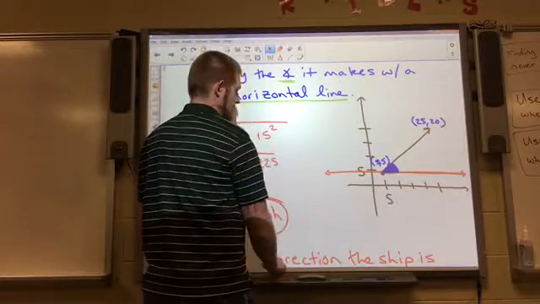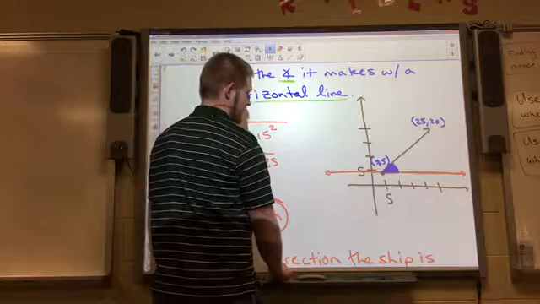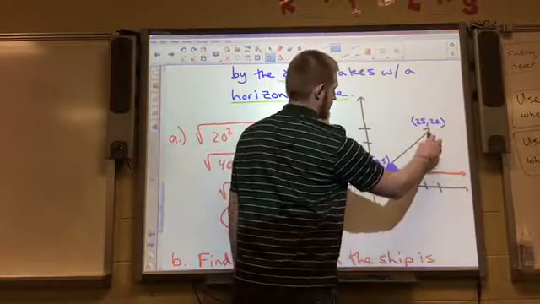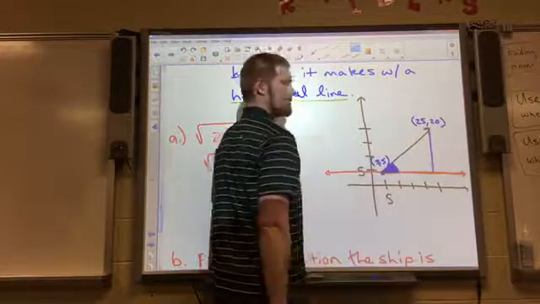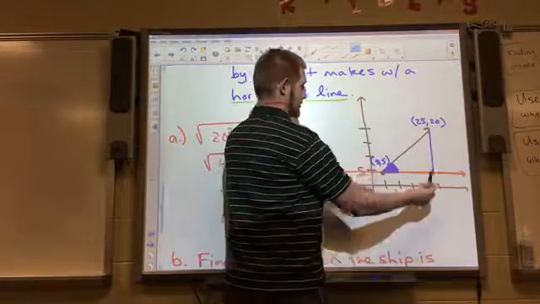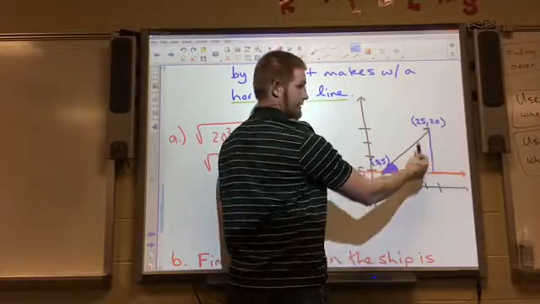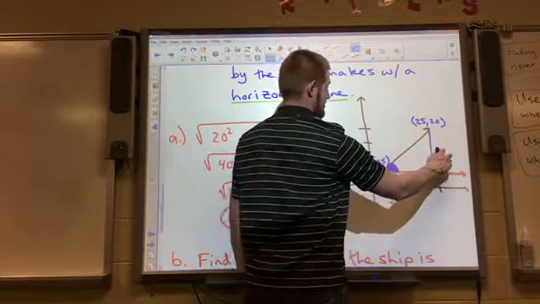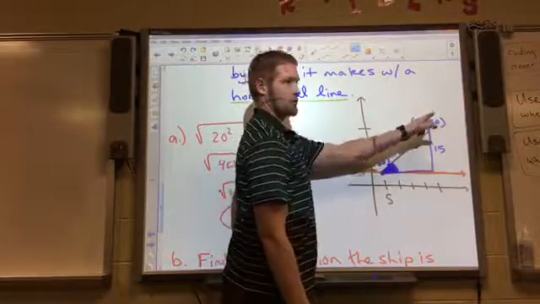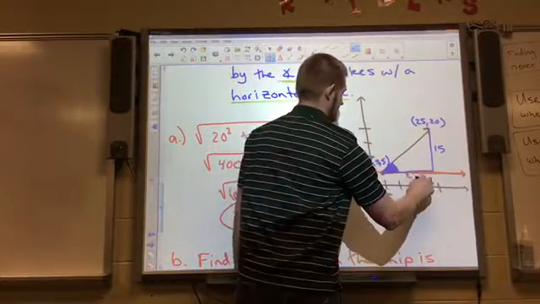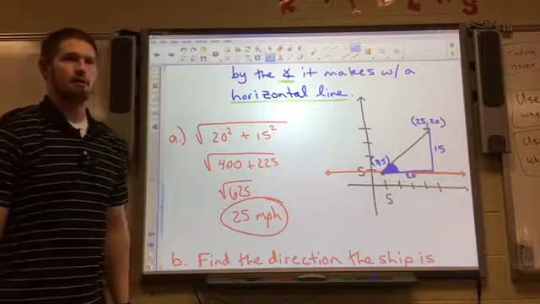So I need to figure out what I know. Well, do I know the height? I do, because it started at 5 and it went to 20, so my height is 15. Do I know my base? Started at 5, went to 25. It must be 20.